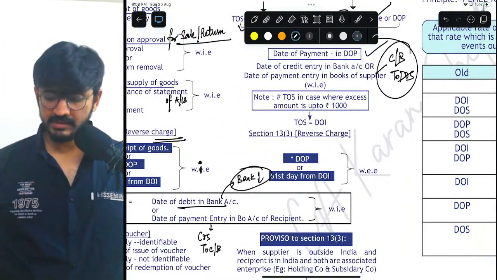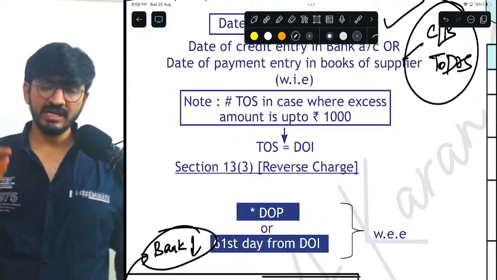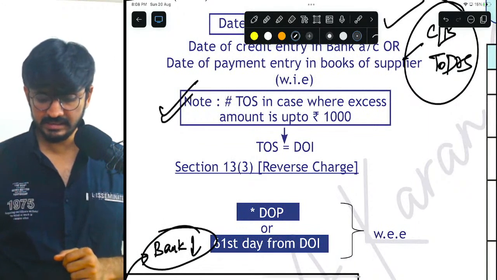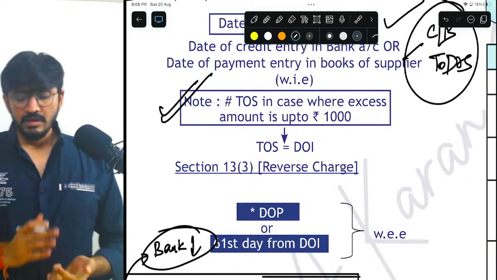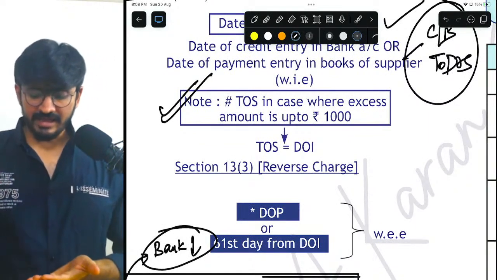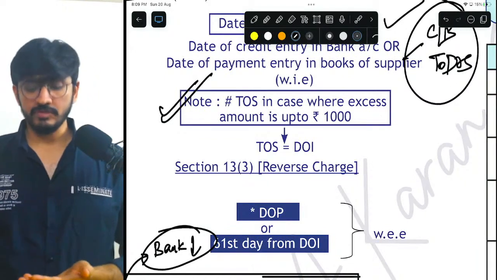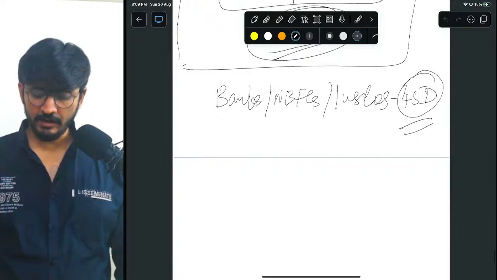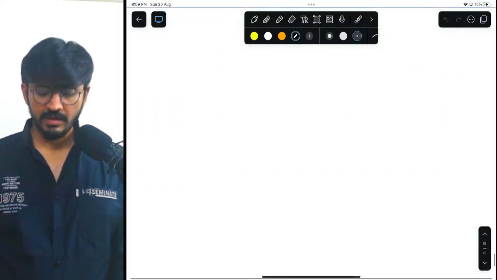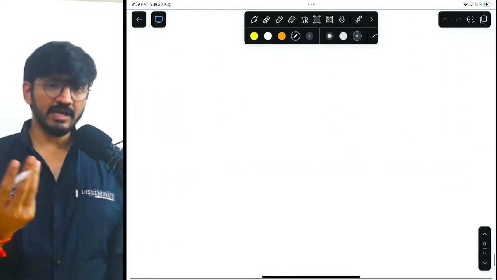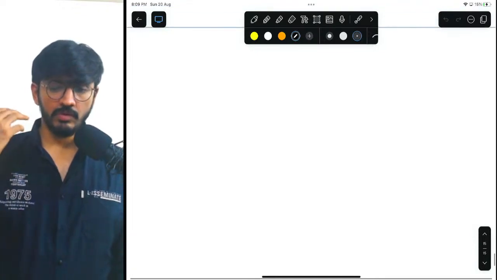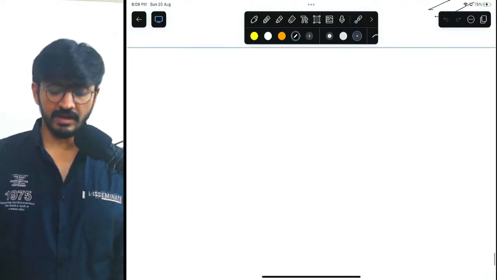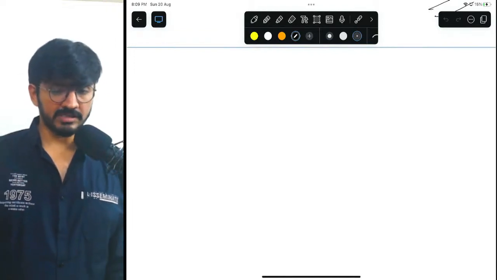That's it. Done. Next, my dear friends, something that a lot of people generally miss out on is the time of supply in case where excess amount is up to 1000. I generally give a short example for this, so just make sure that you understand this very clearly. Very important to understand, friends.